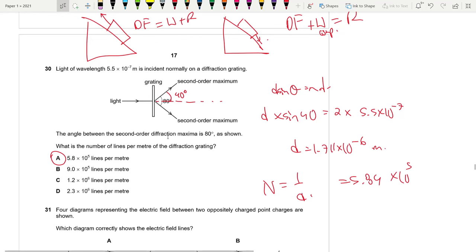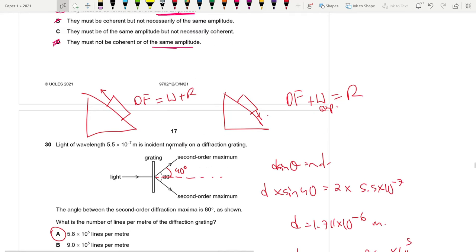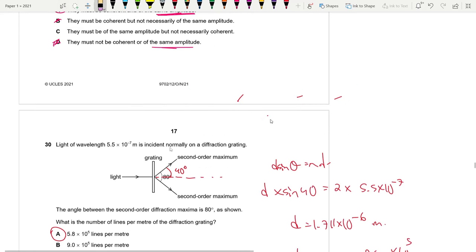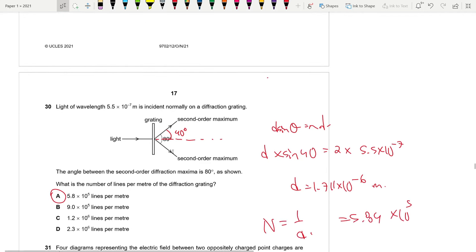Light of wavelength 5.5 × 10^-7 meters is incident normally on a diffraction grating. The angle between the second order diffraction maxima is 80° as shown. You can't use 80 because in d sin θ = nλ, the θ actually represents the angle from the zeroth order. So we divide this by 2 and get 40 degrees. Now we can use d sin θ = nλ. So d sin 40 = 2 × 5.5 × 10^-7, since this is the second order. So d is 1.711 × 10^-6.